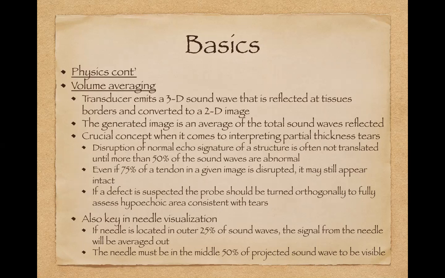There's also a key concept with volume averaging and needle visualization. I was always confused about why I couldn't see the needle when I saw all the other structures. I know I had to be in line with it. But if you're in the outer 25% of the sound waves, the volume would average the signal from the needle out, so it needs to be right up underneath it. Key concept.